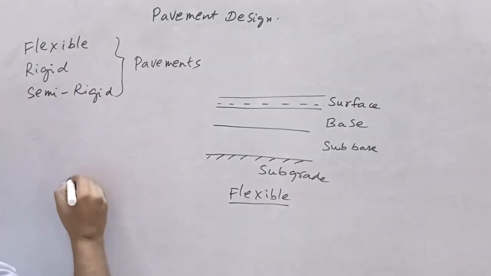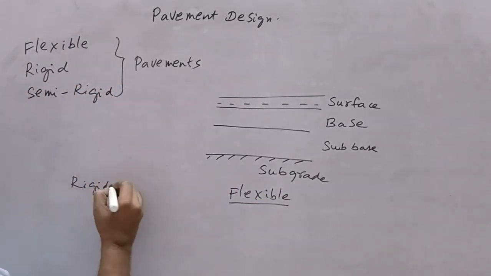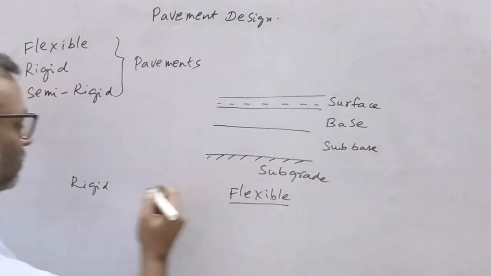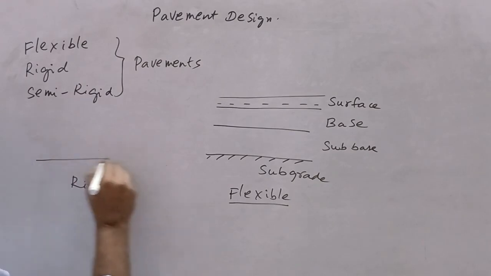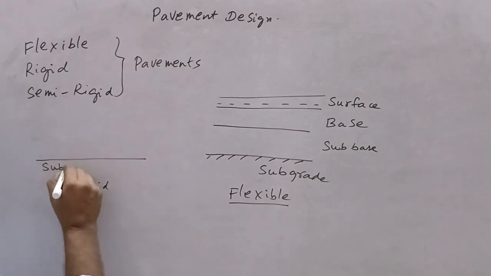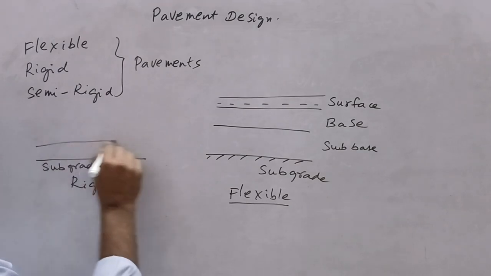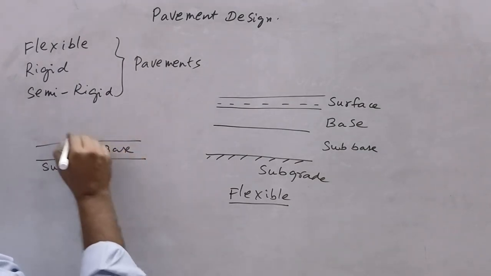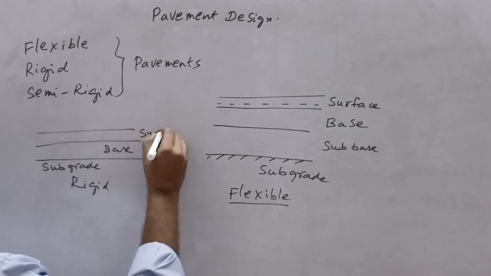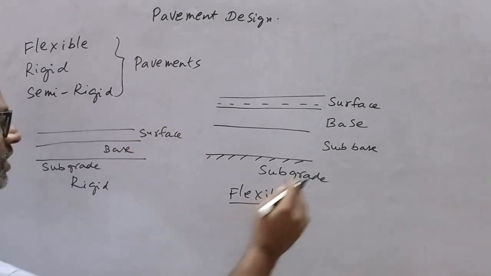And for rigid pavement, we don't have a sub-base course, we have only subgrade, base and surface.